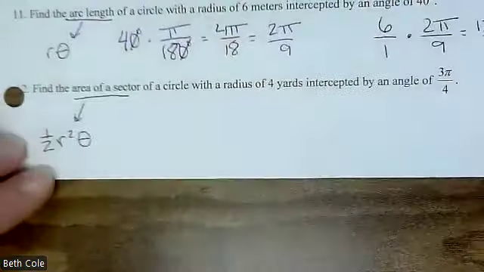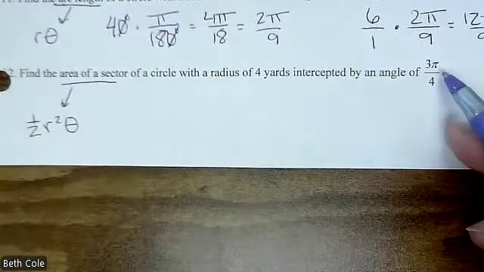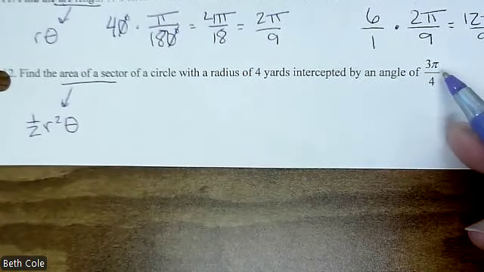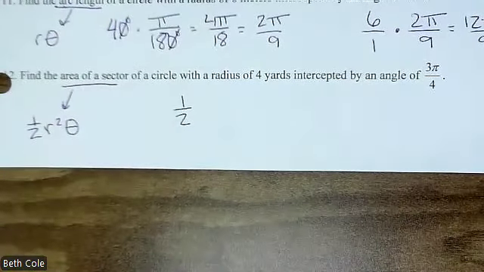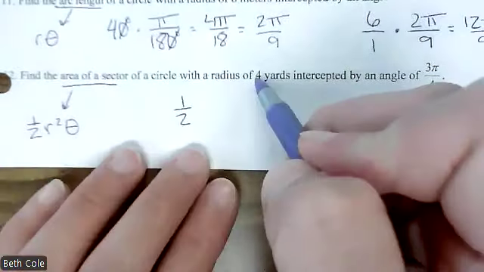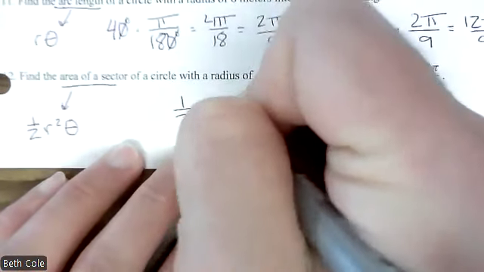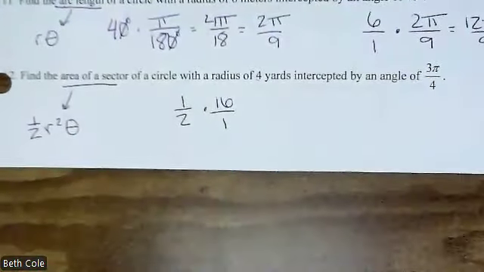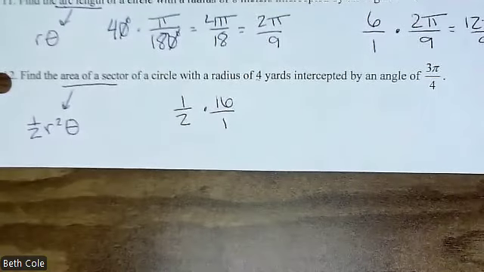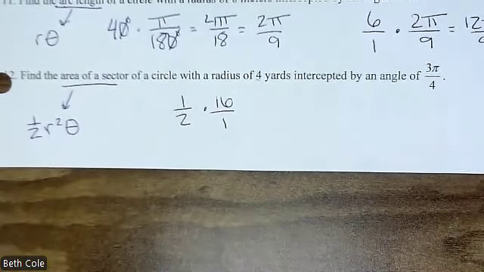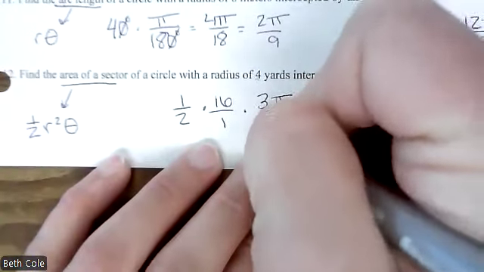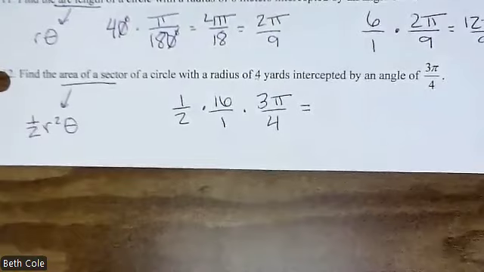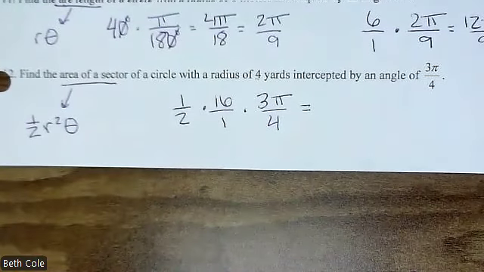All right, and then your area of a sector is 1/2 r squared theta. I gave you this one in radians, so you don't even need to change it. We're just going to plug everything into the formula. So 1/2, what is our radius? 4. 4 squared is 16. Again, if you want to put that over 1, you can. Multiplying fractions does mess some people up, so if you put the 1 in there, that can help. And then times the 3 pi over 4. So you're going to multiply all the numerators, multiply all the denominators.